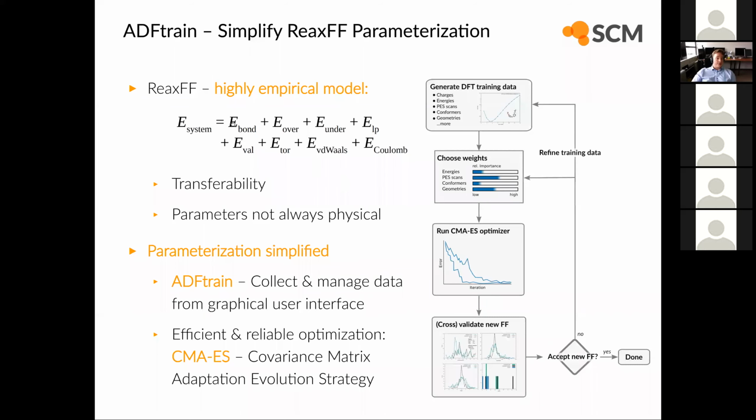It has a lot of different individual terms, as shown here. Each of these has a lot of different parameters, and they may not always be physical, so they may just be parameters in a model and not correspond to any physical quantity. This often gives the problem that when one has a force field which was parameterized on a certain type of system, it may not be readily transferable to a second kind of system. So what one usually has to do is to reparameterize it.